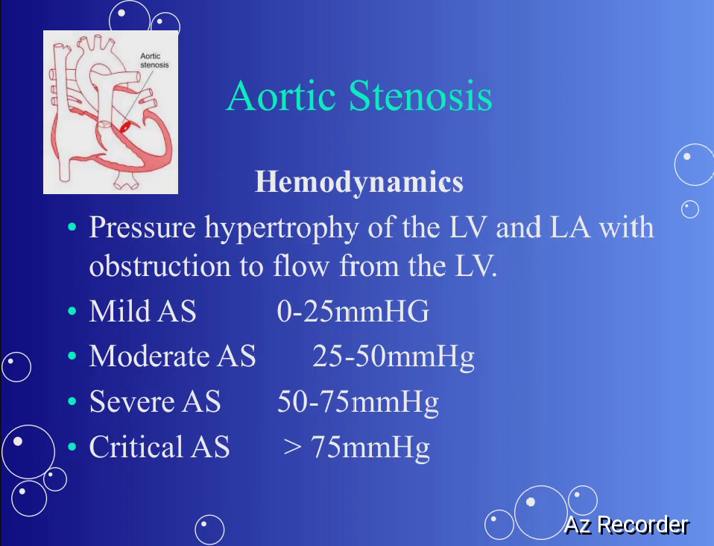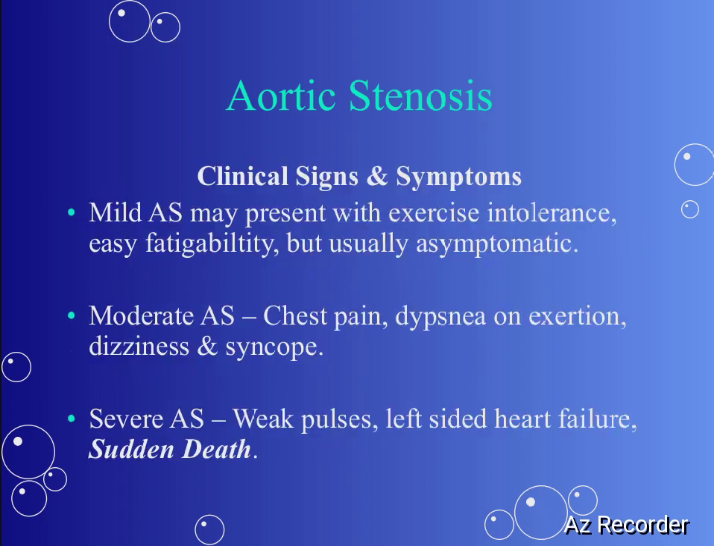Hemodynamics: pressure hypertrophy of the LV and LA with obstruction to flow from the LV. Mild AS is 0 to 25 mmHg, moderate is 25 to 50 mmHg, severe is 50 to 75 mmHg, critical AS is greater than 75 mmHg.